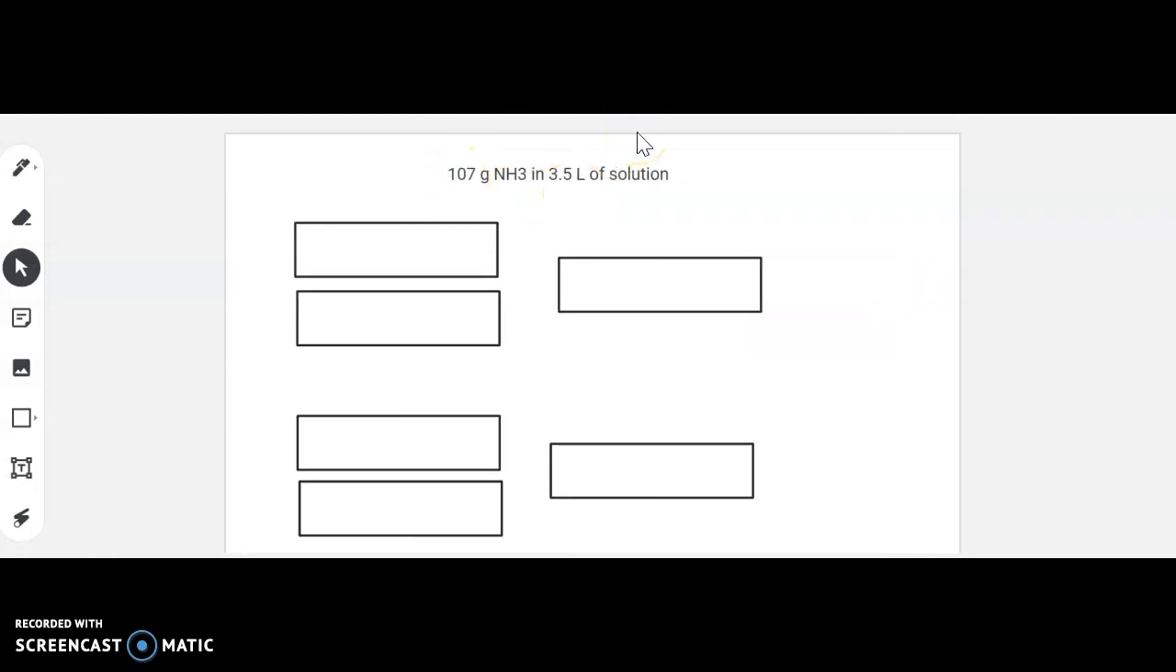Let's look at a different one: 107 grams of NH3 in 3.5 liters of solution. This is the same boat. This gives us grams. If it gives us moles, we can skip that first step. But we're given 107 grams of NH3, so we have to find the molar mass of NH3. There's not an NH3 on the table, so you have to determine how many there are. For N, there's nothing that comes after it, so that means 1 nitrogen, and there are 3 hydrogen.